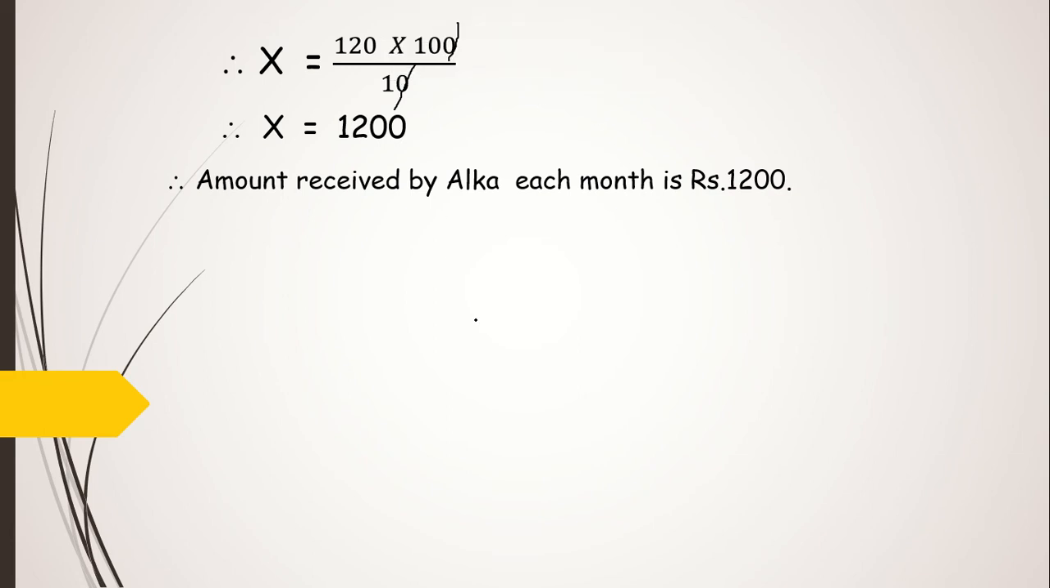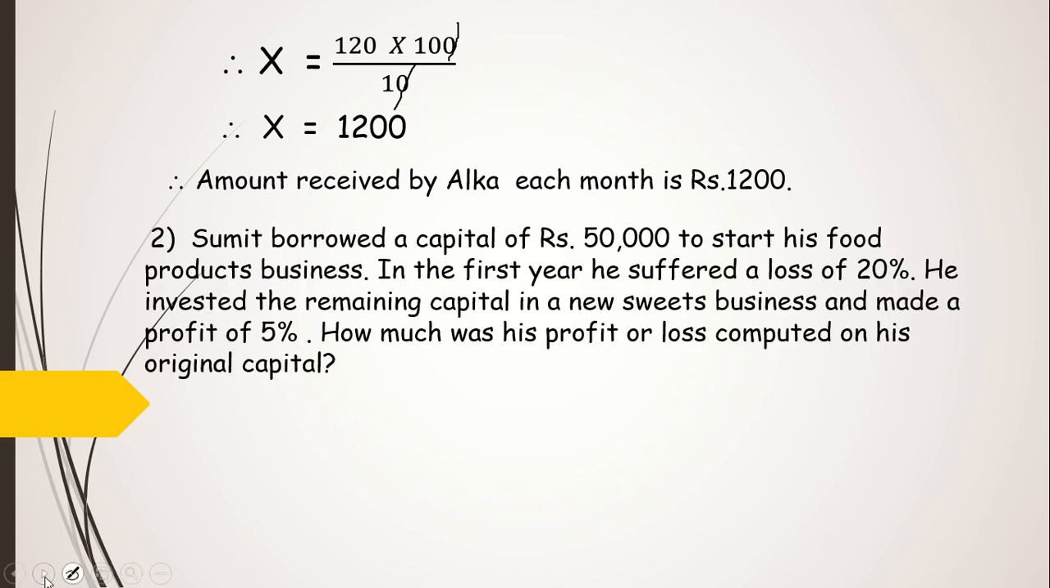Let us continue with the second sum now. Sumit borrowed a capital of rupees 50,000 to start with his food products business. In the first year, he suffered a loss of 20%. He invested the remaining capital in a new sweets business and made a profit of 5%. How much was his profit or loss computed on his original capital?